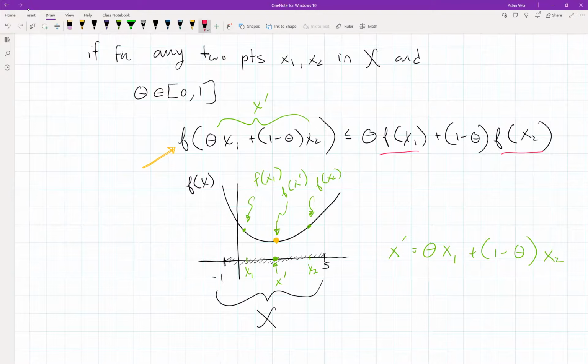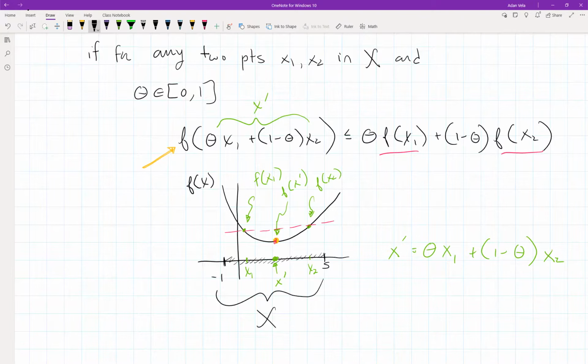Well, what's the convex combination of f of x1 and f of x2? Well, it's the line that goes through these green points, okay? And so the basic idea is, any line connecting 2 points on your function has to be greater than the evaluation of that function at the point between those 2 points, right? So again, in other words, this yellow point has to be under the red line, okay? And it doesn't matter what 2 points you select, right?